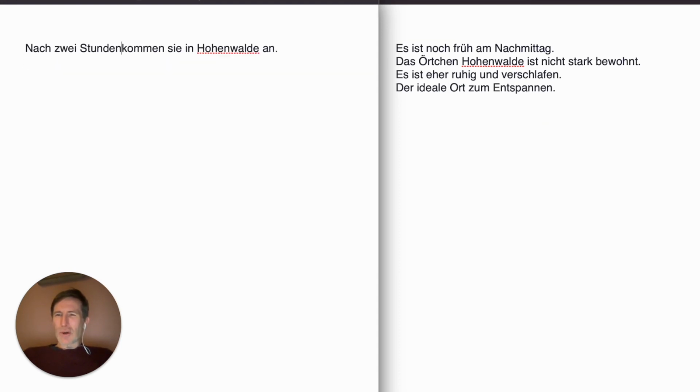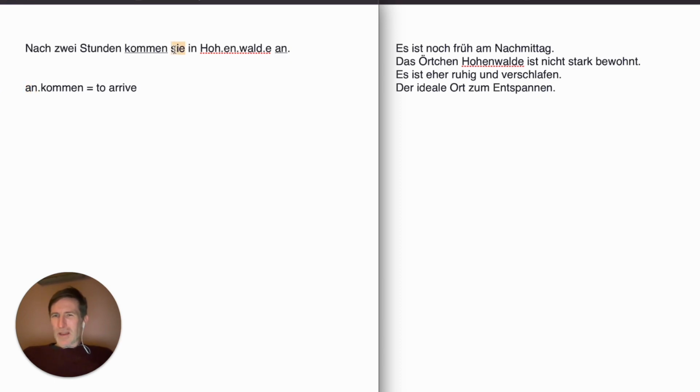Nach 2 Stunden kommen sie in Hohenwalde an. Hohenwalde, remember, Wald and hoch, high forest. So kommen, and look at the end. Such a tiny little word cannot be on its own. Very likely the verb here is ankommen. I don't expect you to know this, but kommen means to come, and an means close, so to arrive. Arriving, someone means to come close to a place. Yeah. And again, don't take me literal here, but it's helping you to remember this.